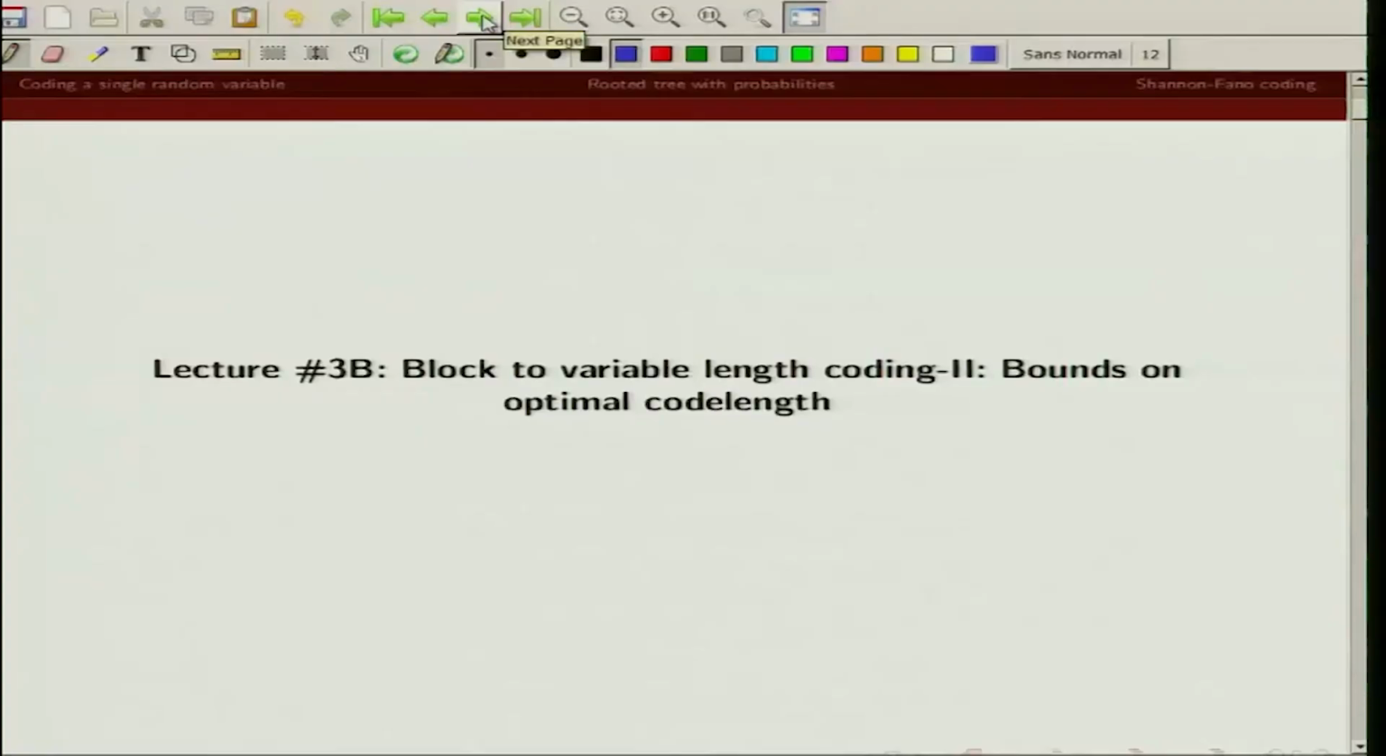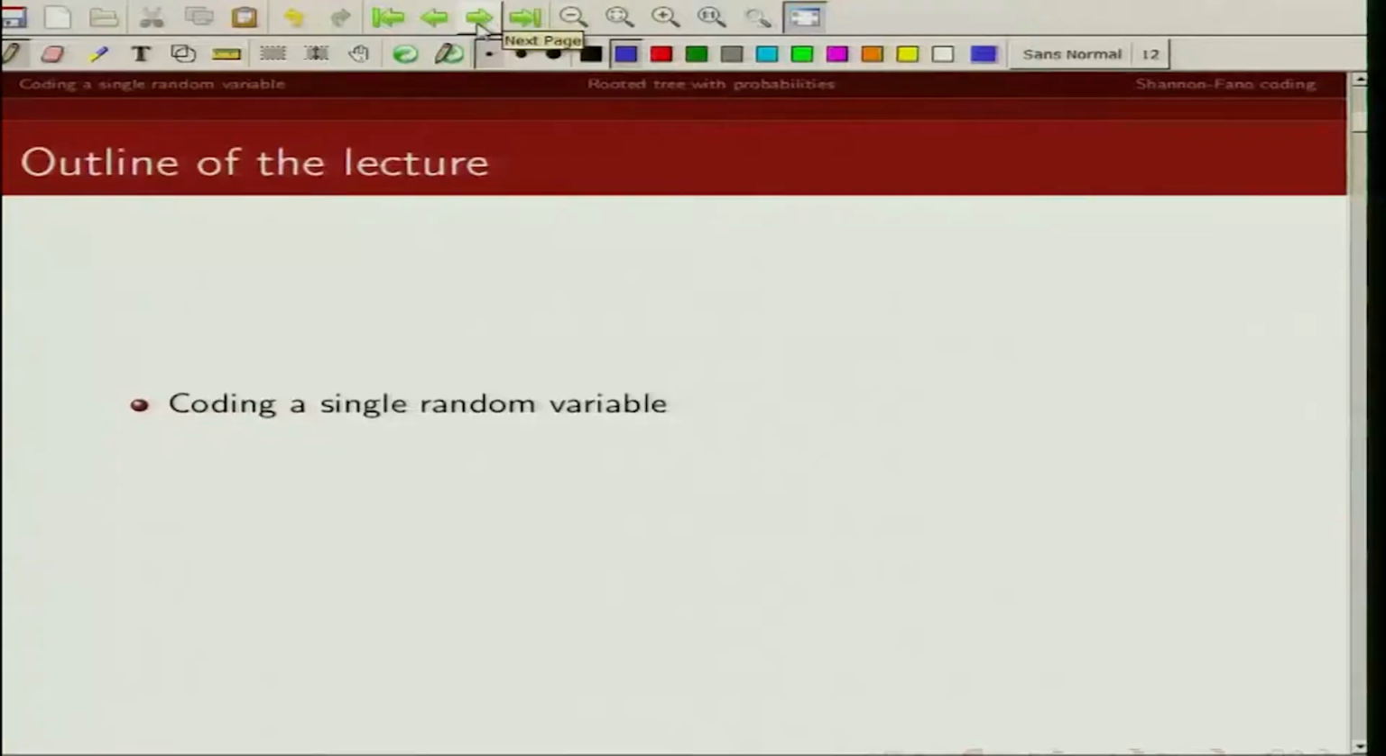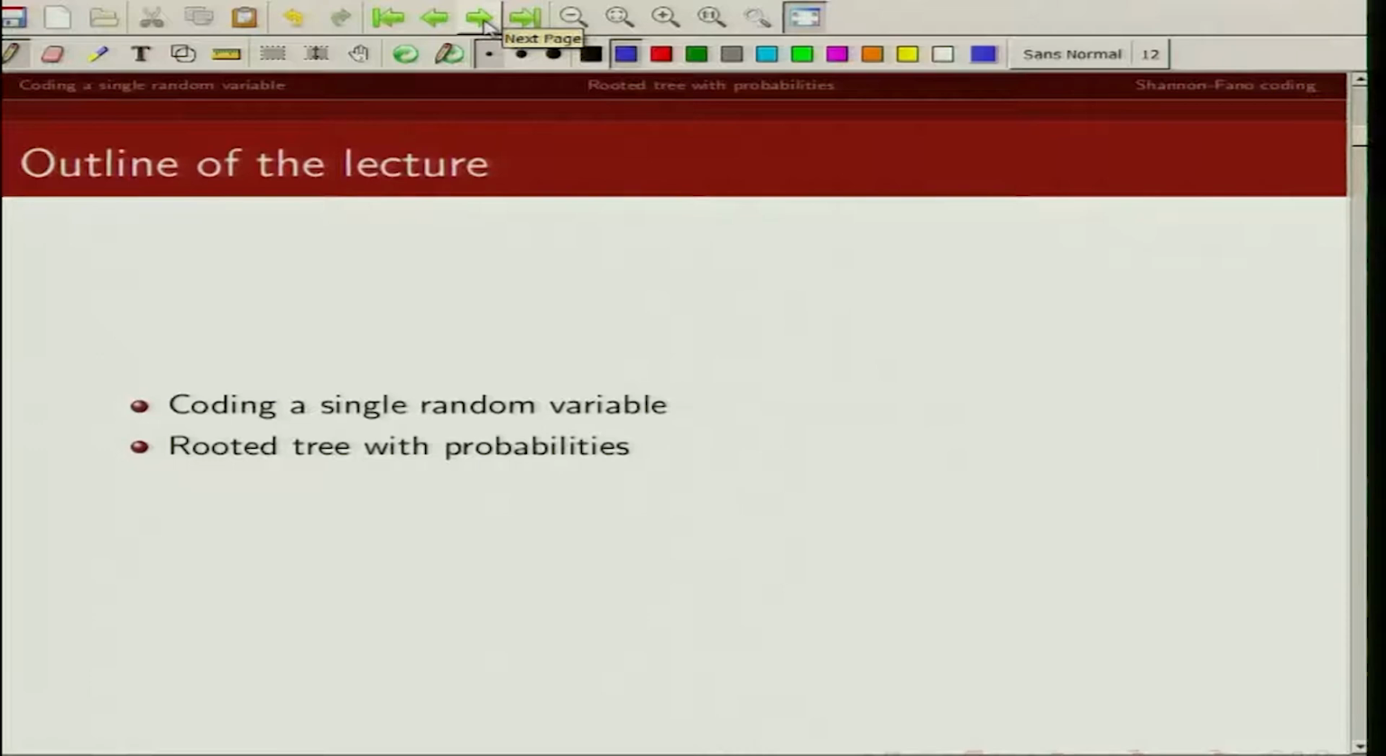Welcome to the course. We will continue our discussion on block to variable length coding, and in this lecture we are going to talk about the bounds on optimal code length for block to variable length coding. To get to those bounds, we will define what we mean by a rooted tree with probability, and then we will derive the bounds on optimal code word length. Next we will talk about a prefix free code which is known as Shannon-Fano codes.